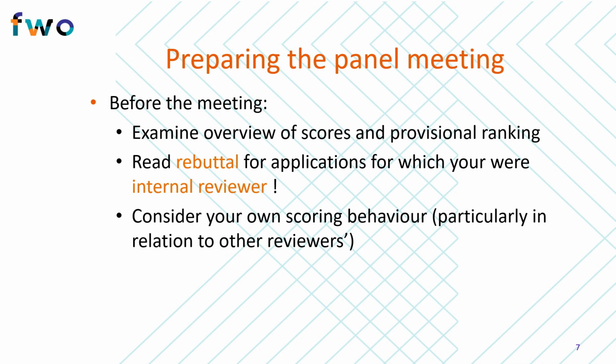Before the meeting, an overview of all scores given to all applications will be sent to the panel members. This includes the rapporteur scores, which determine the provisional ranking of the applications. Please examine this overview carefully, refamiliarizing yourself with the applications and with the reviews you wrote in earlier stages of the evaluation process. Please also remember to read the rebuttals for the applications for which you acted as internal reviewer. Applicants' response to your review will be taken into account to determine the final score for the application during the panel meeting. Finally, you might consider your own scoring behavior, particularly in relation to other panel members.